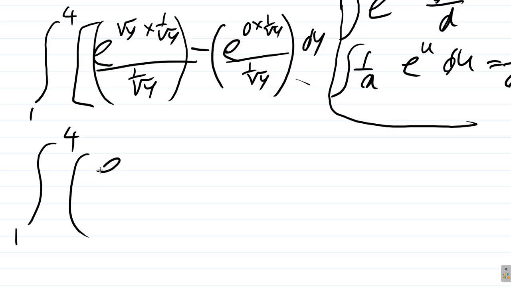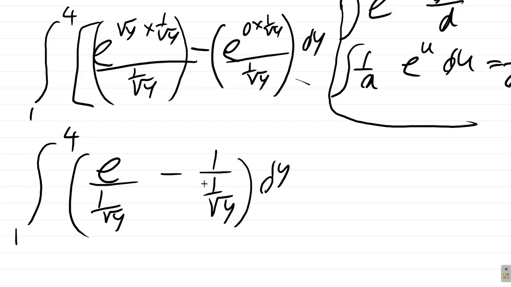So it's e to the 1, just e over 1 divided by square root of y. Alright? Minus e to the 0, which is 1, 1 over 1 divided by square root of y, dy. Alright?